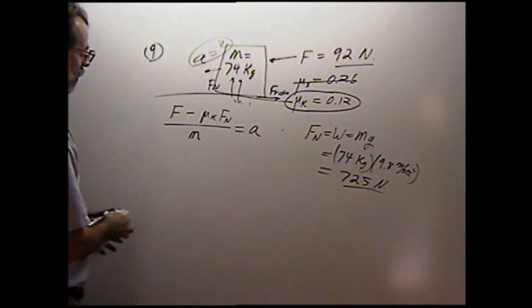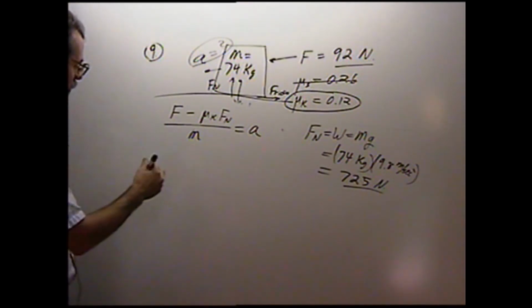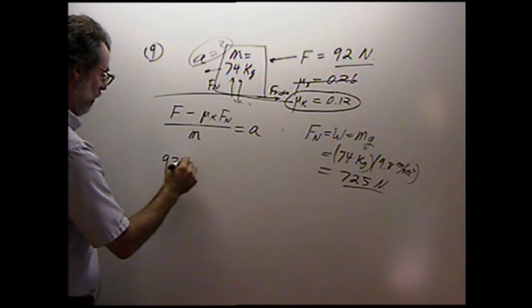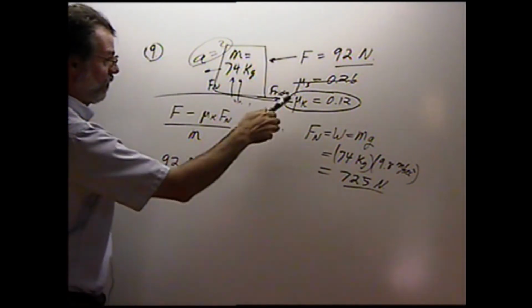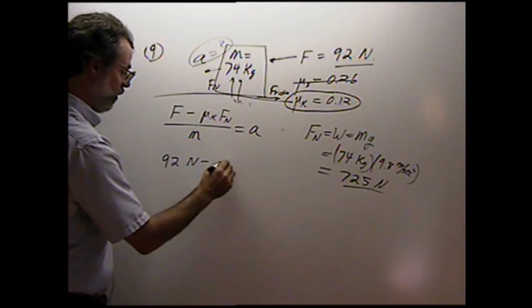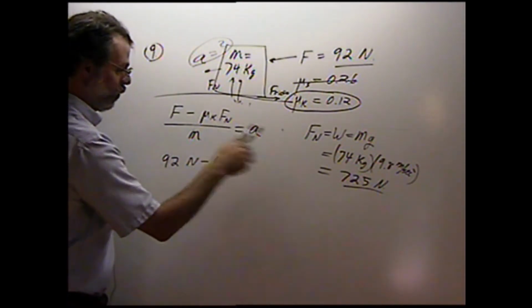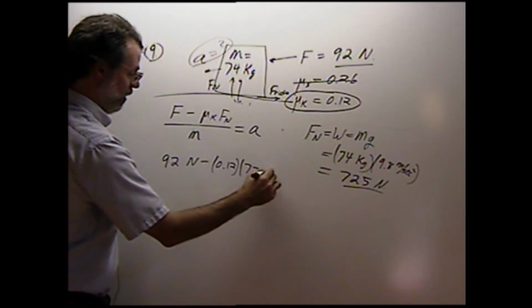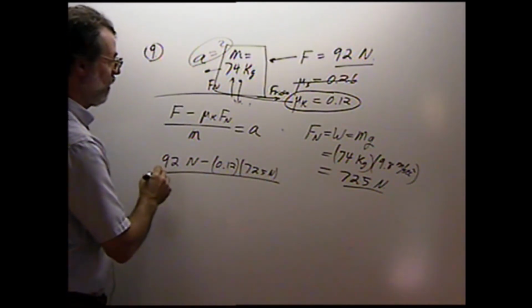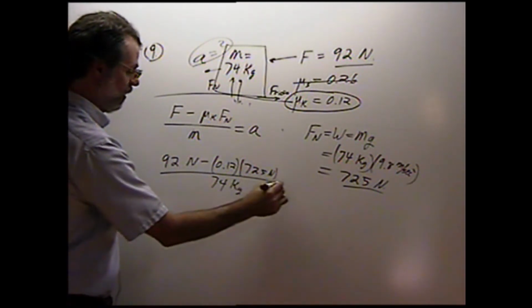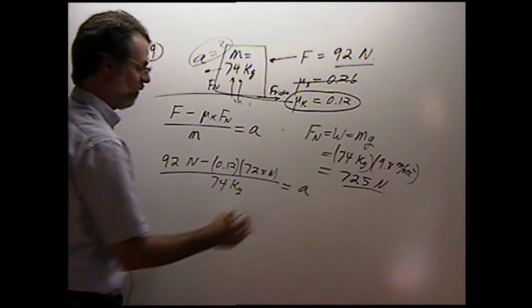So at this point, we can plug into our equation here. The force is 92 newtons minus the coefficient of friction, 0.12, times the normal force, 725 newtons, divided by the mass, which is 74 kilograms. That is equal to the acceleration.